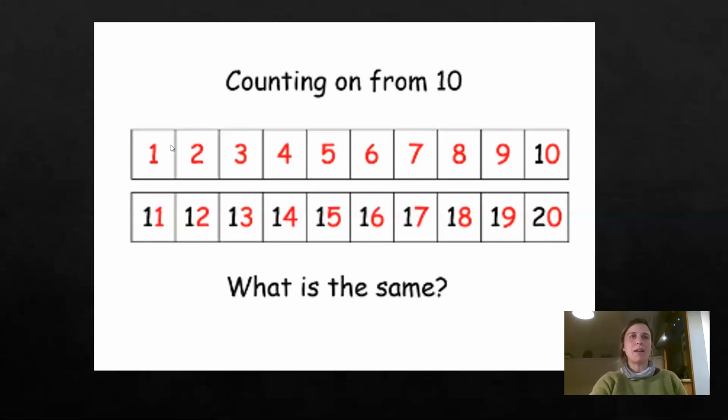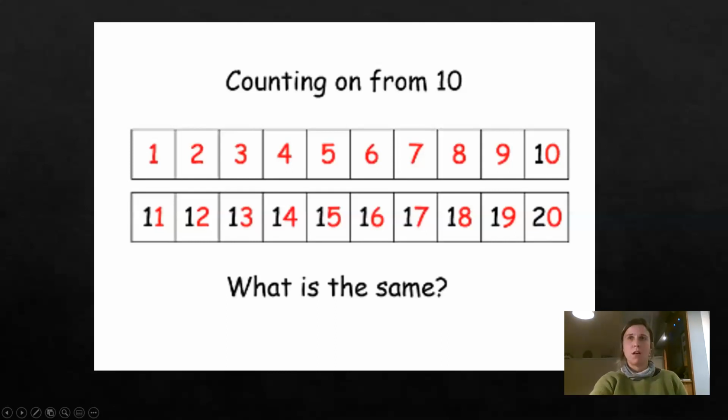What do you notice about these numbers from 11 to 20? Can you see a pattern? Can you see that both the 1 and 11 both have 1 at the end, 2 and 12 both have 2 at the end, and 3 and 13 both have 3 at the end, and so it goes on. We've just put a 1 at the beginning of that number.